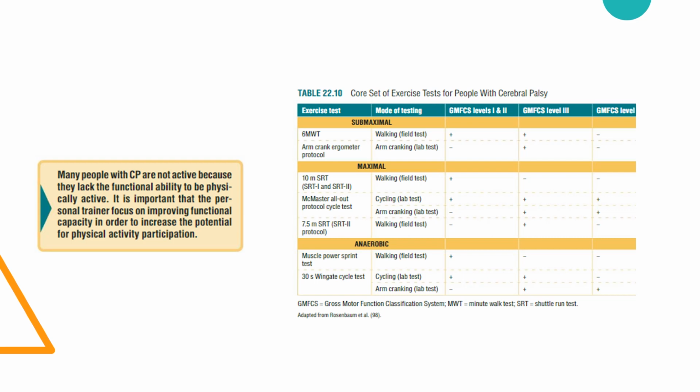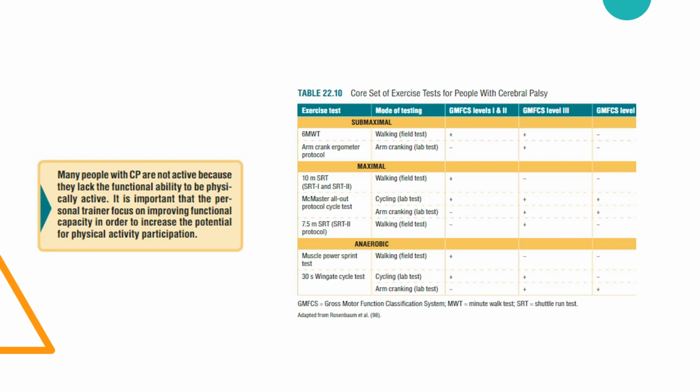Timed up and go, or TUG test, assesses mobility and dynamic balance and measures the time taken for an individual to stand up from a chair, walk 3 meters, turn around, walk back, and sit down. The 10-meter walk test measures the time it takes for an individual to walk a distance of 10 meters at their comfortable walking pace. It assesses walking speed and ability.